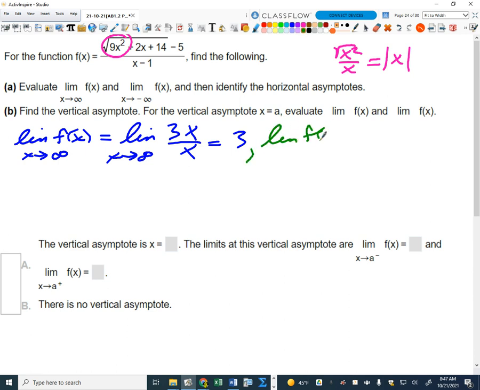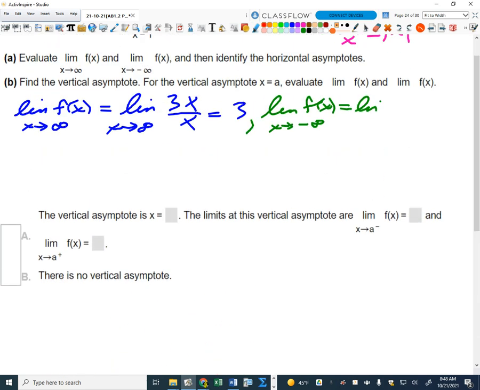How about the limit of f of x as x approaches negative infinity? Now, what's that term going to give us if we're approaching negative infinity? Okay, so it is the absolute value of x. But if x is negative, what's the absolute value of x equal to? Well, it's going to be the opposite of the input. It's got to make it positive. Everybody see that?